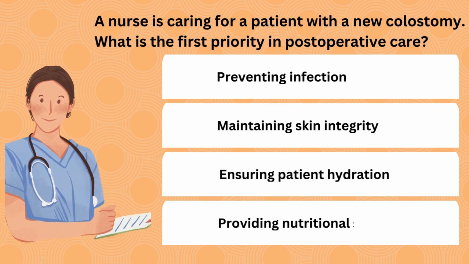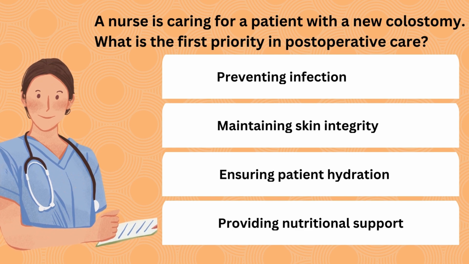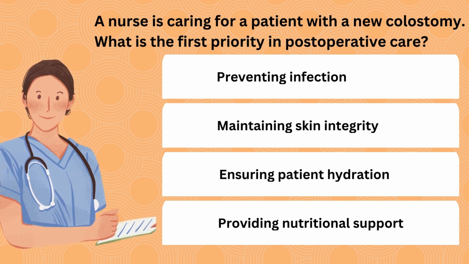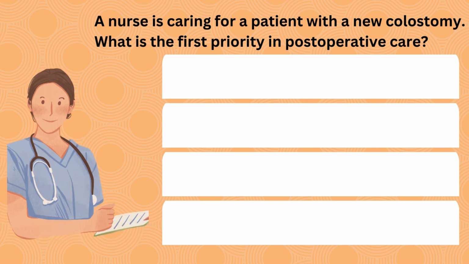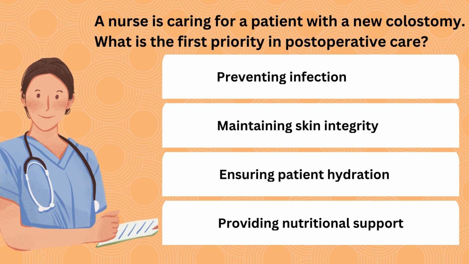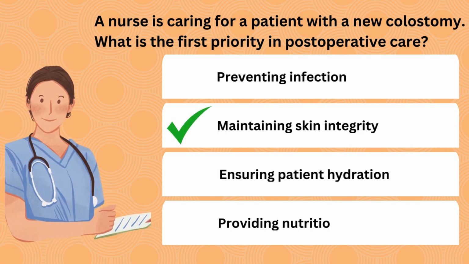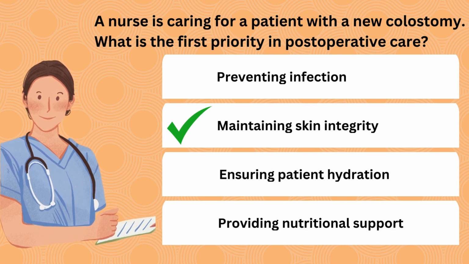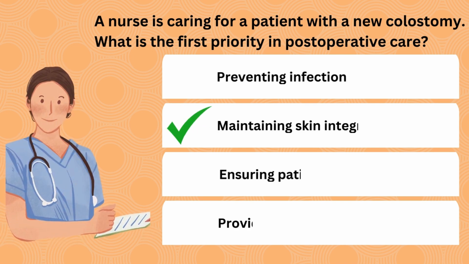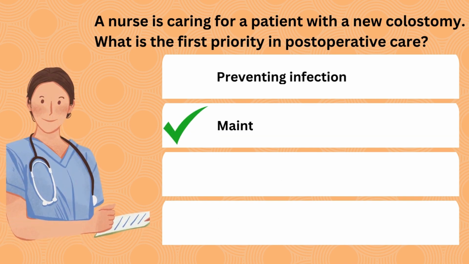Question 1. A nurse is caring for a patient with a new colostomy. What is the first priority in postoperative care? Is it A. Preventing infection, B. Maintaining skin integrity, C. Ensuring patient hydration, D. Providing nutritional support? The correct answer is maintaining skin integrity. Maintaining skin integrity around the stoma site is crucial to prevent infection and ensure proper healing.